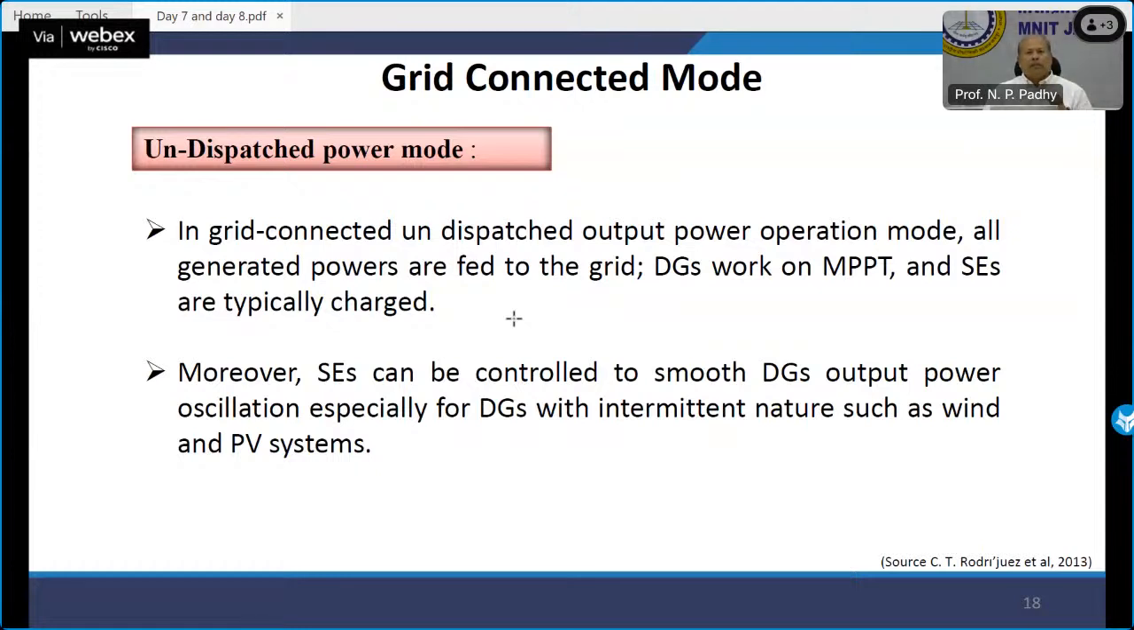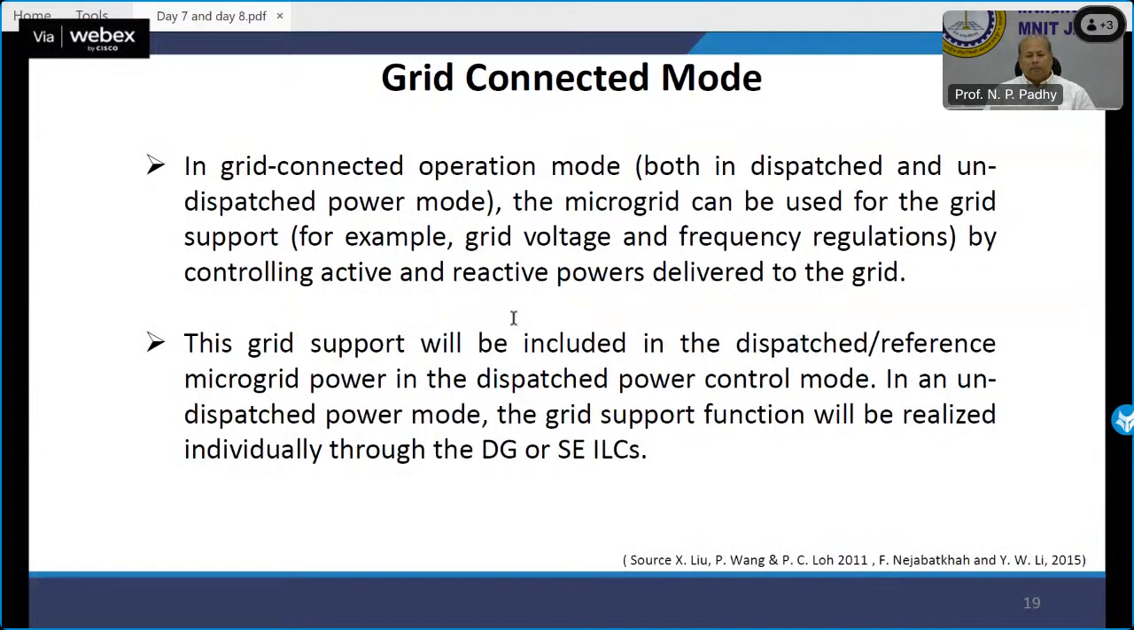Moreover, ACs can control the smooth distributed generation output power oscillation, especially for DGs with intermittent nature, such as wind and PV systems. Okay. So undispatched is not a very common scenario, but very rarely it happens. It means you have a source, you are not really bothered, you give all the power to the grid. Optimization, how to maximize your output, you are not very bothered about. You just control to MPPT and connect to the main grid.